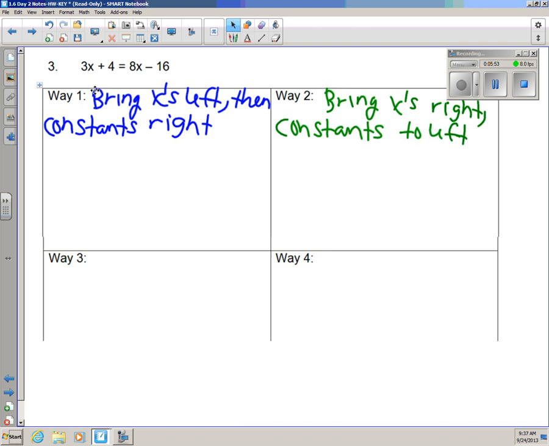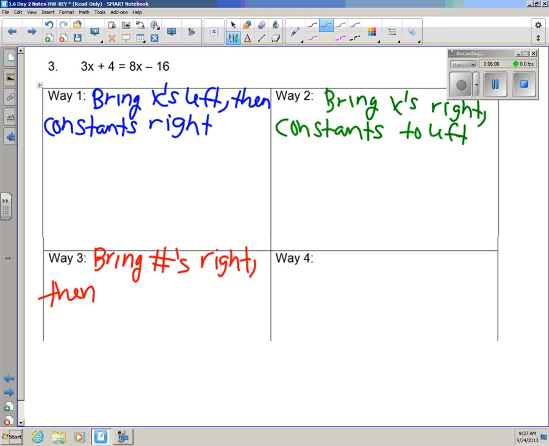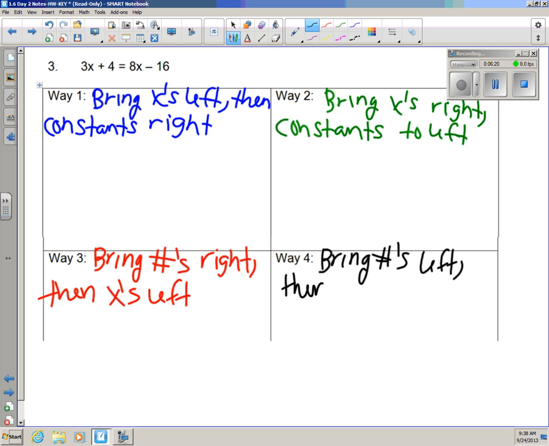And somebody else says, well, I don't want to do any of that. I want to start with my constants, my numbers. So I want to bring constants, numbers, right first. Then I'll bring my x's left. And somebody else might say, okay, well, I'm doing it different from all of you. I want to bring my constants to the left first, and then I want to bring x's to the right.